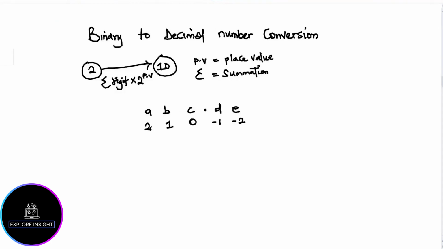So let me use a digit to properly define this. Given a value of 1100 in base 2, and we are to convert that to base 10, our place value at this point will be 0, 1, 2, 3. That's the place value. 2 raised to power 0, 2 raised to power 1, 2 raised to power 2, 2 raised to power 3.